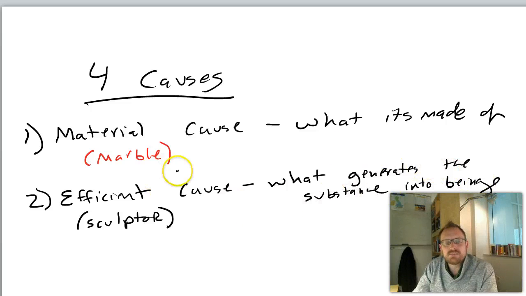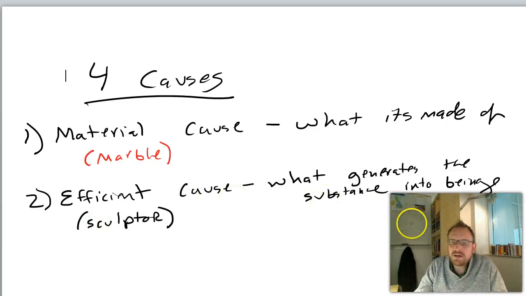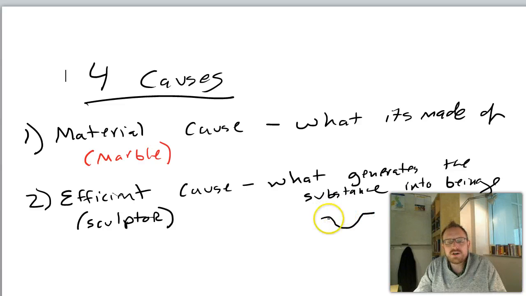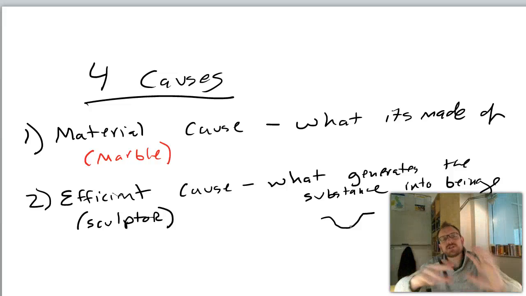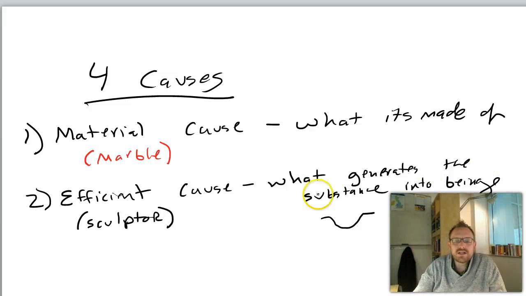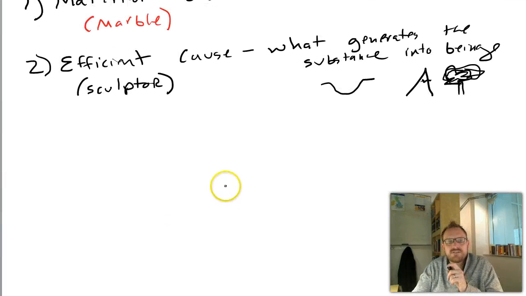But the reason I wanted to give this sort of definition, saying what generates the substance into being, is because not everything is made by humans, right? We can talk about mountains, for instance, and trees and forests. For Aristotle, all of these things have efficient causes. Think about a valley that looks like this. This isn't a very good picture, but this is what's known as a glacier valley. It's a bowl-shaped valley, caused by a glacier once going through it. So we can say that the valley has the efficient cause of a glacier. So material cause and efficient cause.